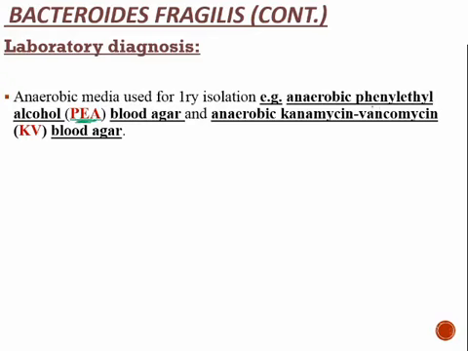Examples of these media are PEA blood agar, called anaerobic phenyl ethyl alcohol blood agar, where the phenyl ethyl alcohol is the selective agent. And also we have the kanamycin-vancomycin blood agar. Kanamycin and vancomycin are antibiotics to which Bacteroides fragilis is resistant.